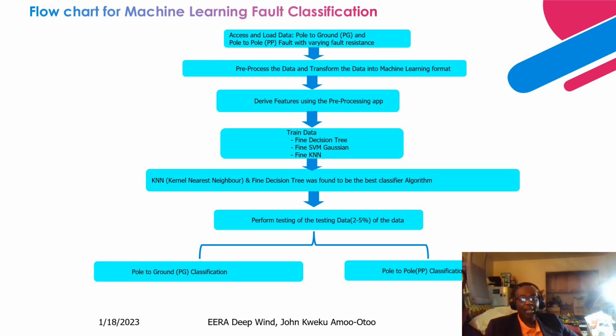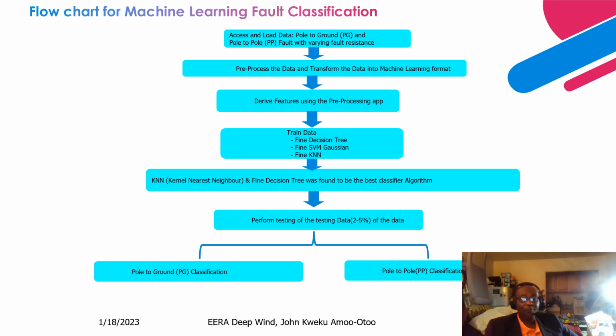Then from there, I derive the features. The features is basically the classification, and you classify the different types of faults. Then you train the data utilizing all algorithms, but these three were the main ones that gave promising results.